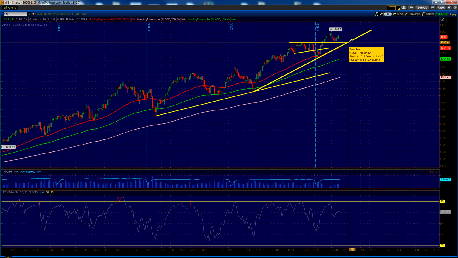Certainly first support 1817 down to about 1800. That range is highly supportive. If we get below there, then we'll talk about possibilities for downside. So I hope that's helpful.